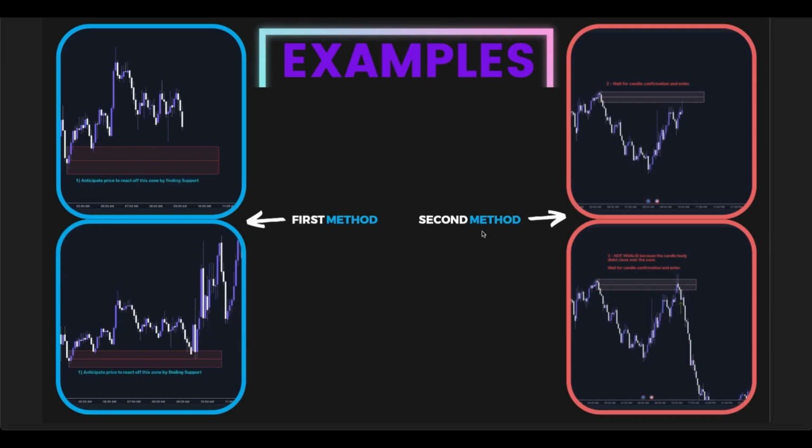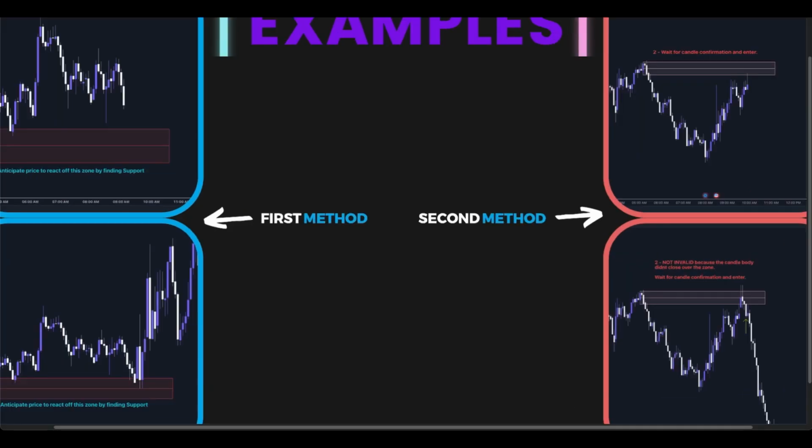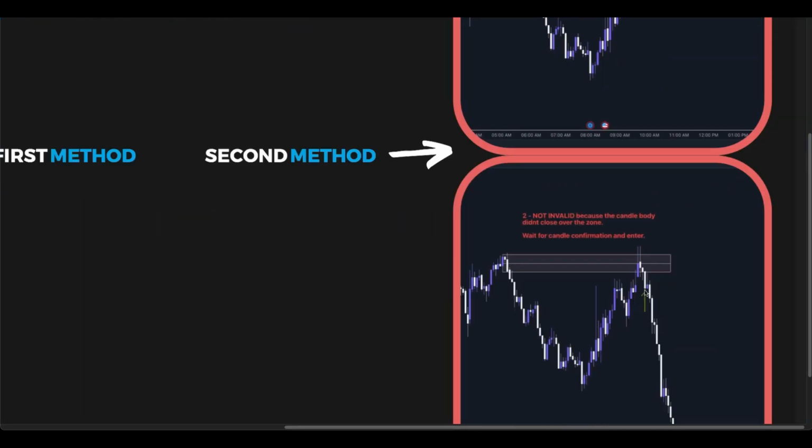The second method would be waiting for a candle confirmation and then you'd enter, right? So here price is changing delivery from bullish to bearish. Price taps in, wait for a candle confirmation, and you could enter off of this one. Now if you don't see the candle, let me zoom in here for you. That is one way you can confirm the change of trend.